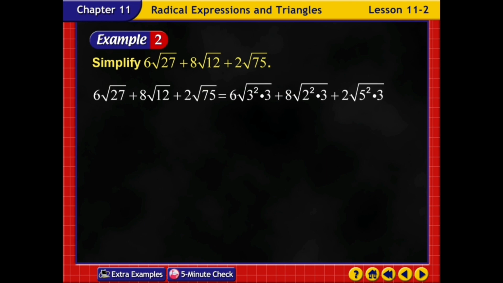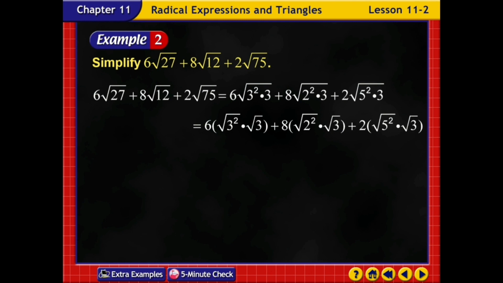Now what we're going to do here is to simplify first the radicands. So from 6 square root of 27 plus 8 square root of 12 plus 2 square root of 25, that is the same as square root of 3 squared times 3 plus 8 square root of 2 squared times 3 plus 2 times square root of 5 squared times 3. Then, we apply the product rule for radicals.